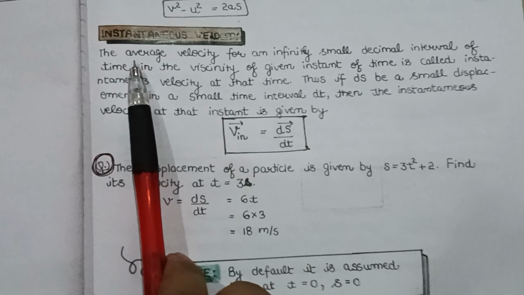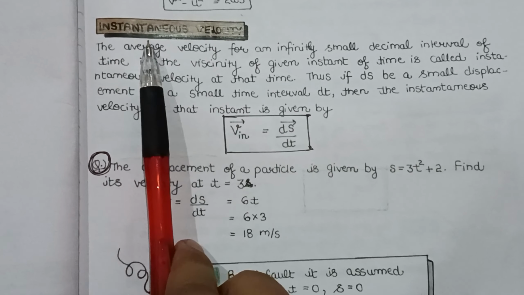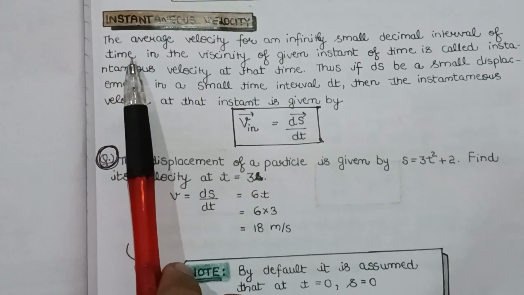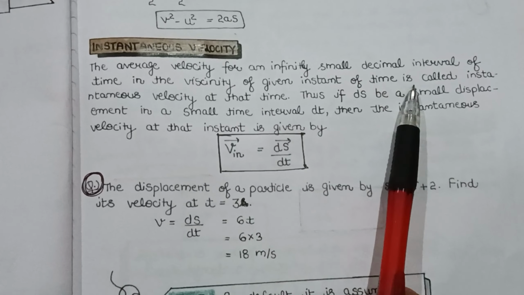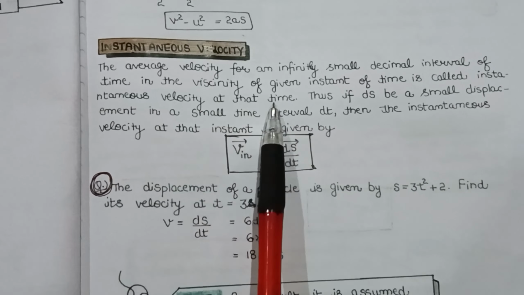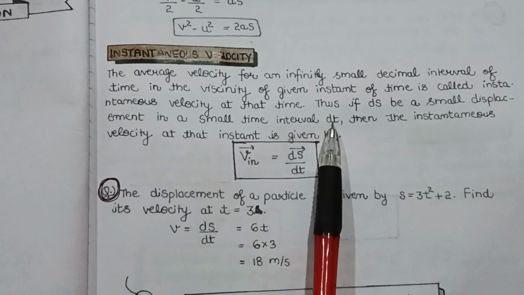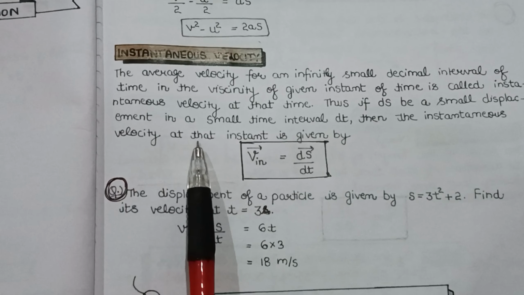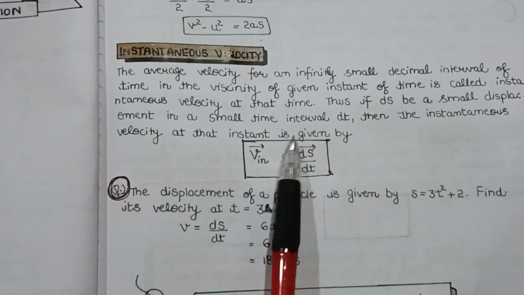Now we will learn about instantaneous velocity. The average velocity for an infinitely small interval of time in the vicinity of a given instant of time is called instantaneous velocity at that time. Thus, if ds is a small displacement in a small time interval dt, then the instantaneous velocity at that instant is given by v instantaneous is equal to ds vector upon dt.